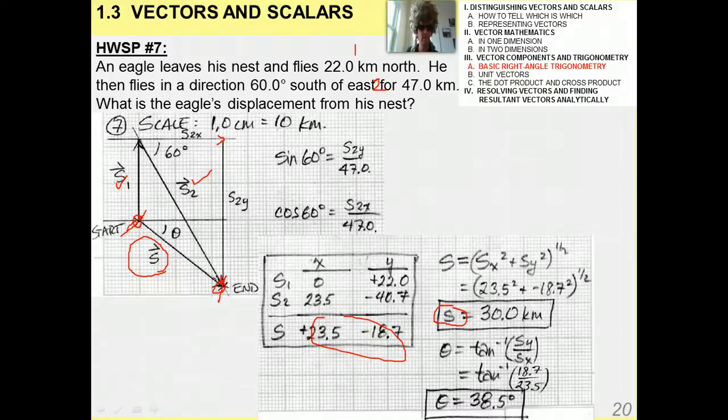Remember what I said before? I said visually it looks like S should be between 22 and 47. Well, obviously it is. And I'm good with my sig figs, I think. And then I use the inverse tangent function to get 38.5.